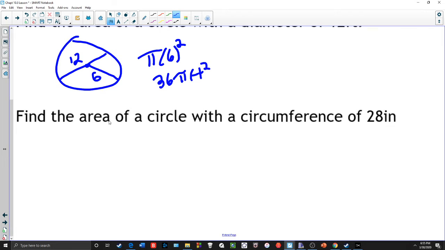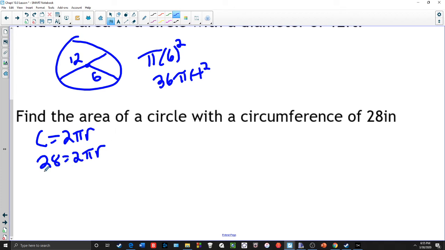Now, this one's a little bit trickier because it says find the area of a circle with the circumference of 28. So we actually don't know the radius or the diameter, but we have to get the radius because we can't do the area unless we know the radius. So what you do is you fall back on what you know. Well, I know the circumference formula is 2 pi r, and I know that the circumference is 28.